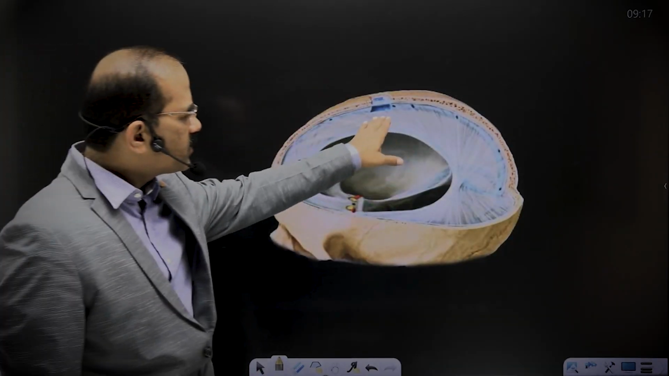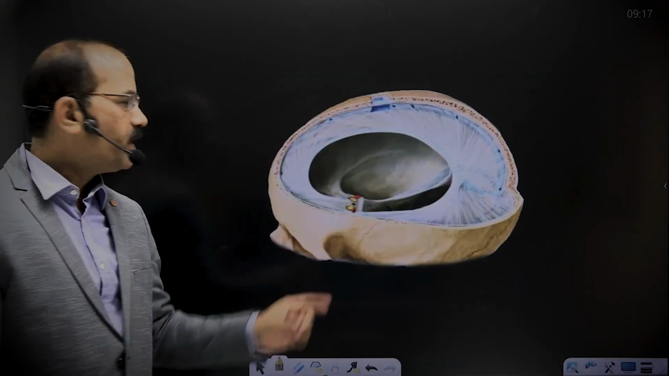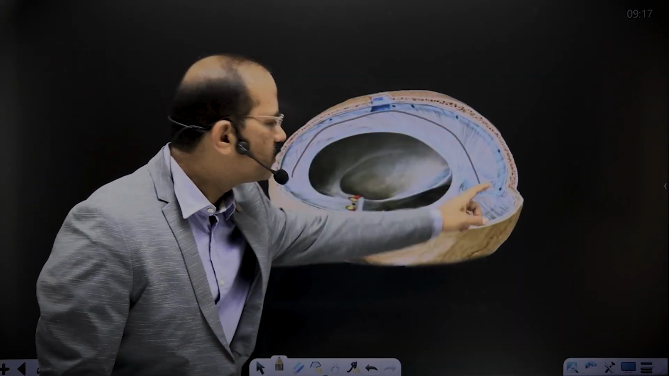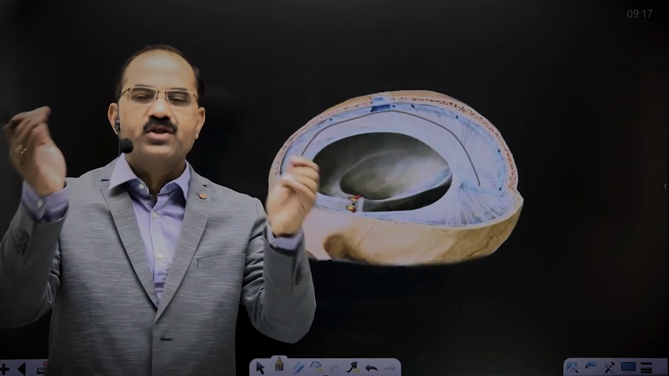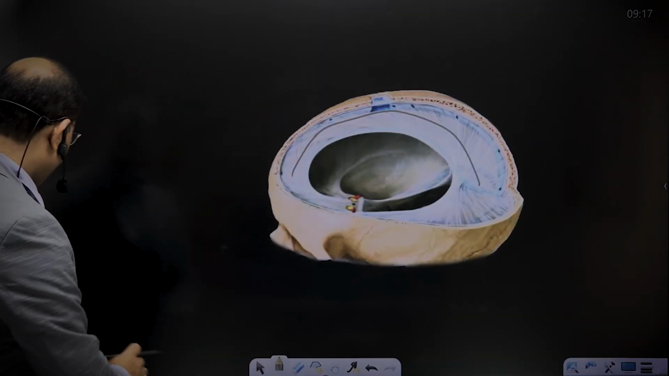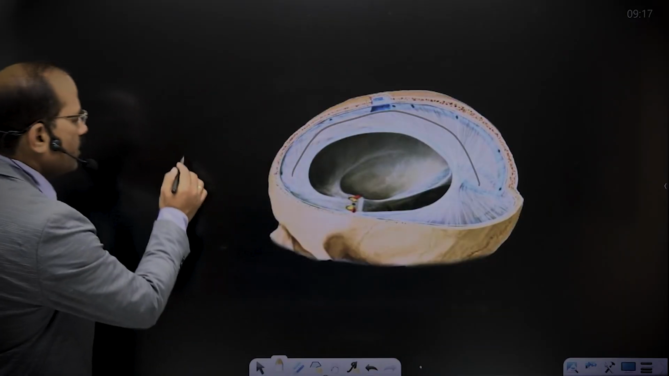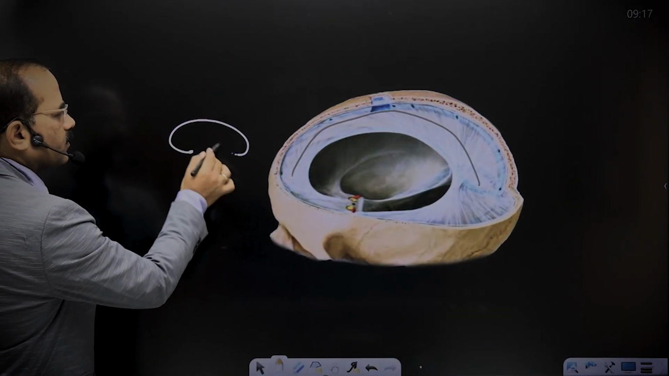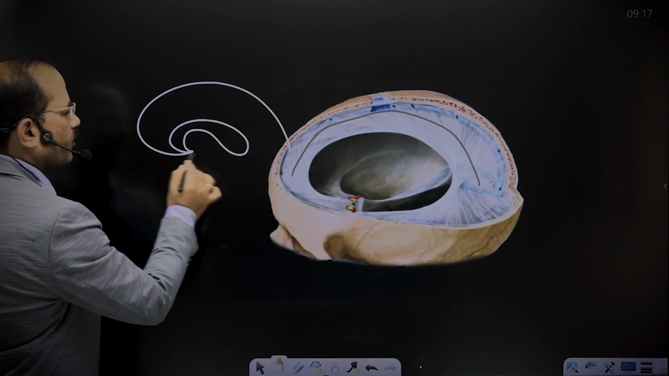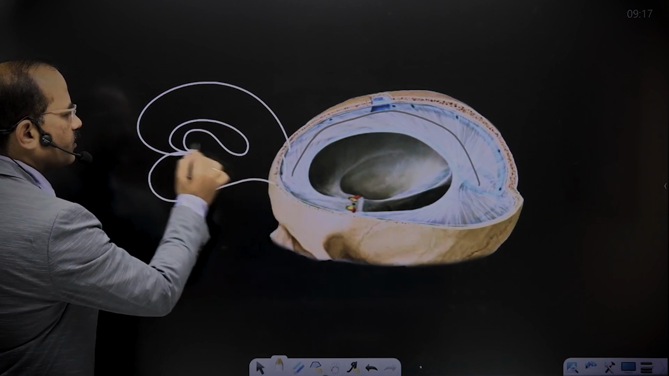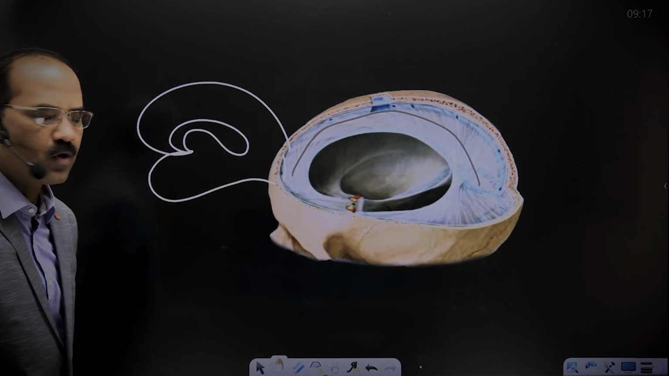Now, this is a fold of dura mater which is going to separate the two cerebral hemispheres. This fold of dura mater separates the two cerebral hemispheres. If you try to understand this, one moment. Okay, so that's the section of the brain that I'm drawing here for you. Right. So what is this? That's the corpus callosum.